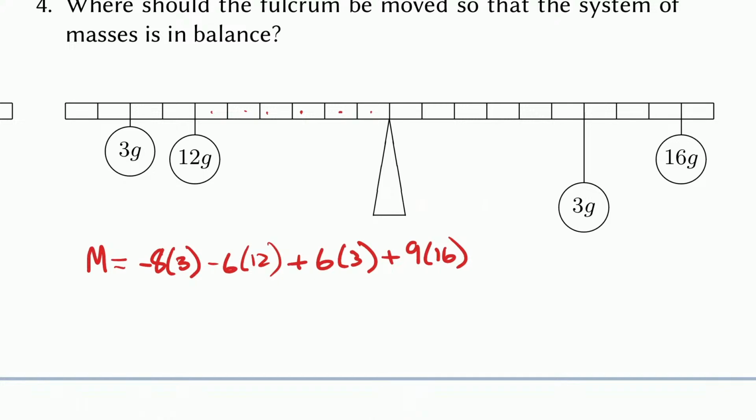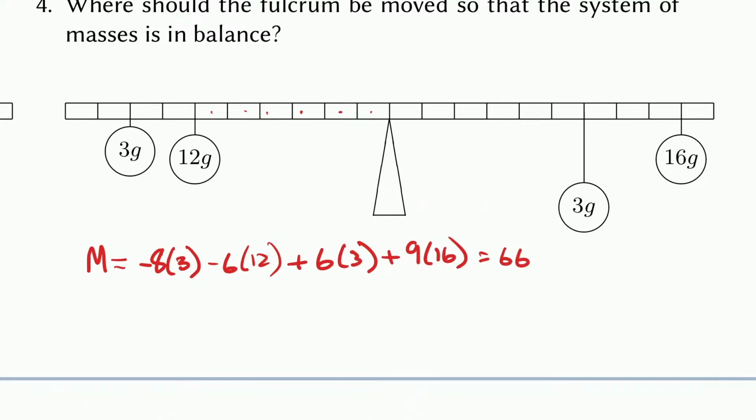I'm going to punch this into my calculator because I don't trust my brain right now. 9 times 16. Let's see, 3 minus 72 minus 24. Uh-oh, let me try again. 9 times 16, 18, 72, 24. Okay, 66. So I'm getting 66. That's the moment.